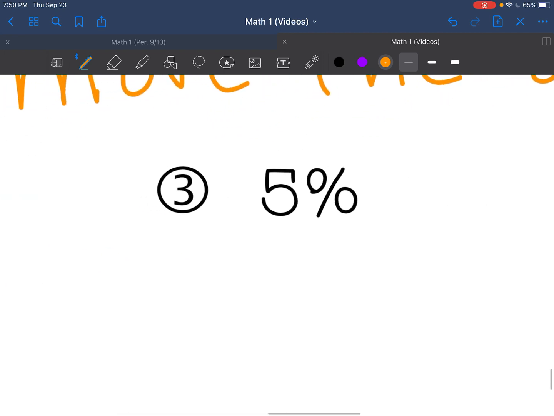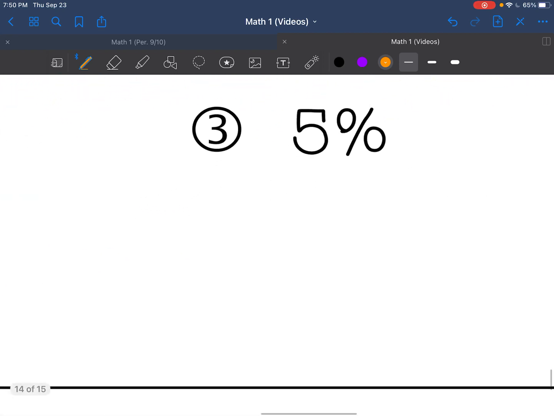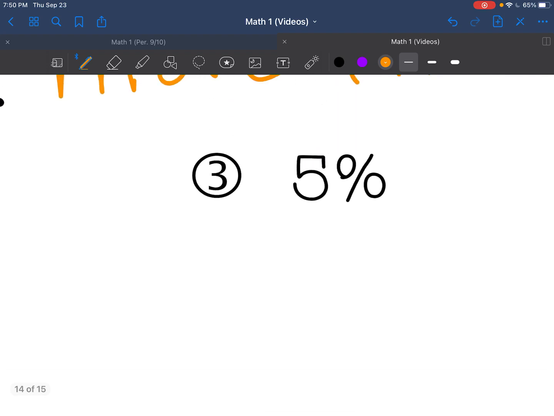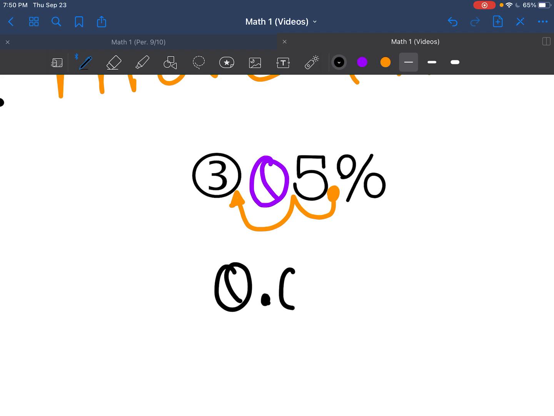Looking at this next one here, this one likes to trip people up too. We have 5%. My decimal is after the 5. I move it 2 places over, 1, 2. Now see this space here? Within this space, we should put in a 0. So that means we're going to have 0.05 when we change 5% into a decimal.